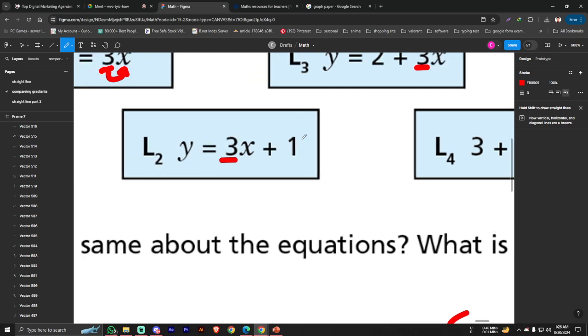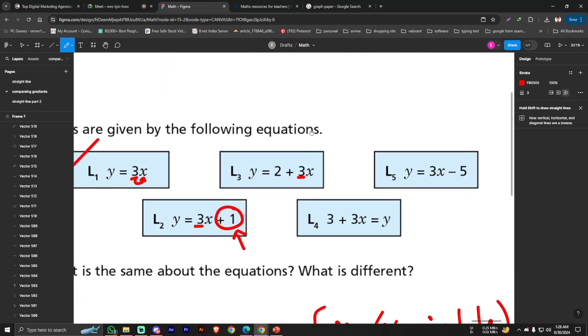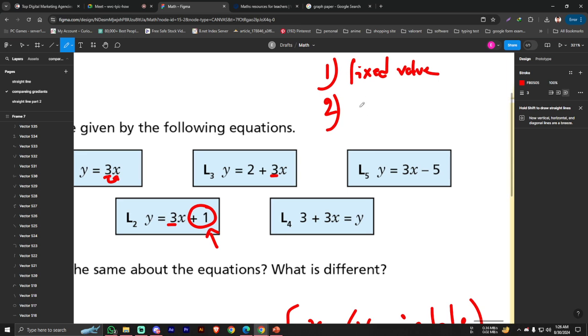Here 1 is a fixed value or a number, but we cannot call it a coefficient because it's not multiplied with a variable. Two things you should remember in case of coefficient. Number one, fixed value, of course, right? And number two is that it should be multiplied with a variable. Multiplied with a variable, it should stay in the equation.